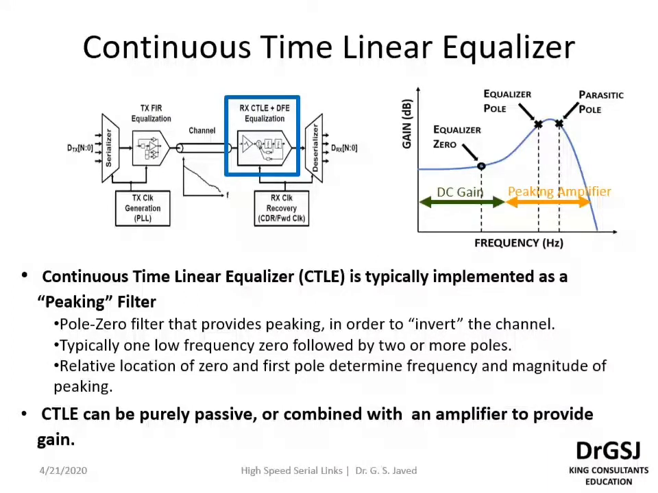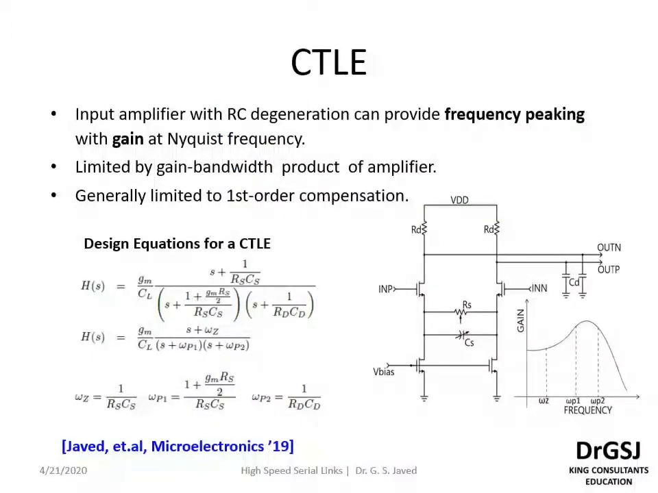The CTLE can be purely passive or combined with an amplifier to provide the necessary gain. The CTLE block is the block which is first placed after the channel response, before the DFE, or the decision feedback equalization system. The input amplifier with RC degeneration can provide frequency peaking with gain at the Nyquist frequency. It is limited by the gain-bandwidth product of the differential amplifier, and it is generally limited to a first order compensation. The design equations for the CTLE are as follows.